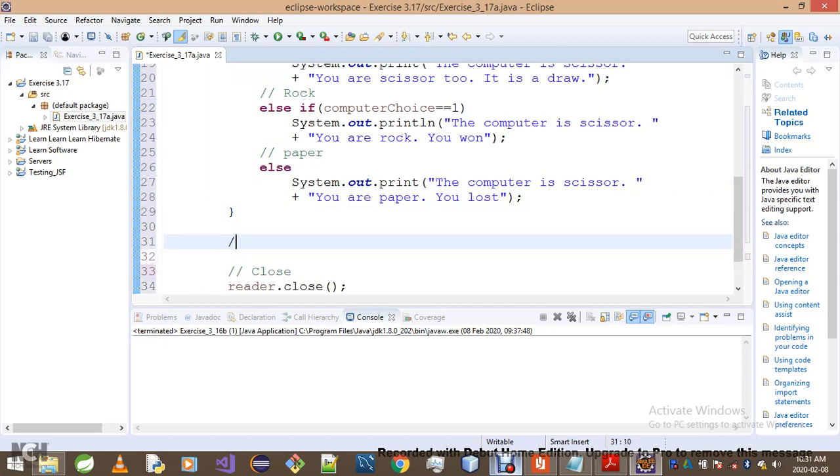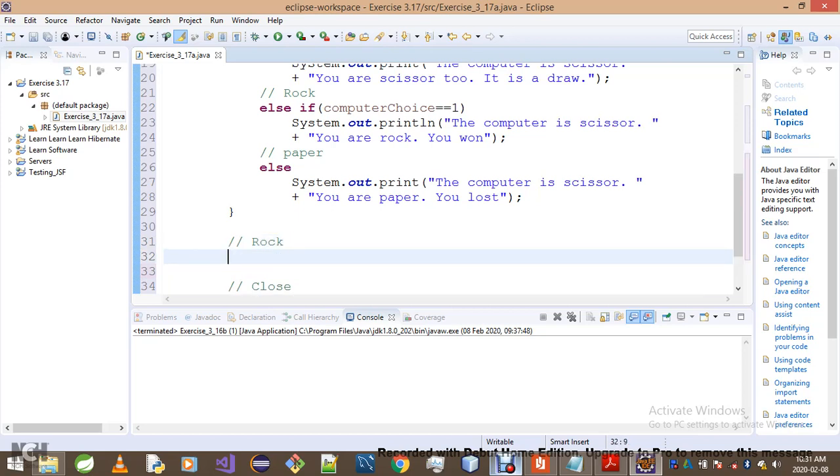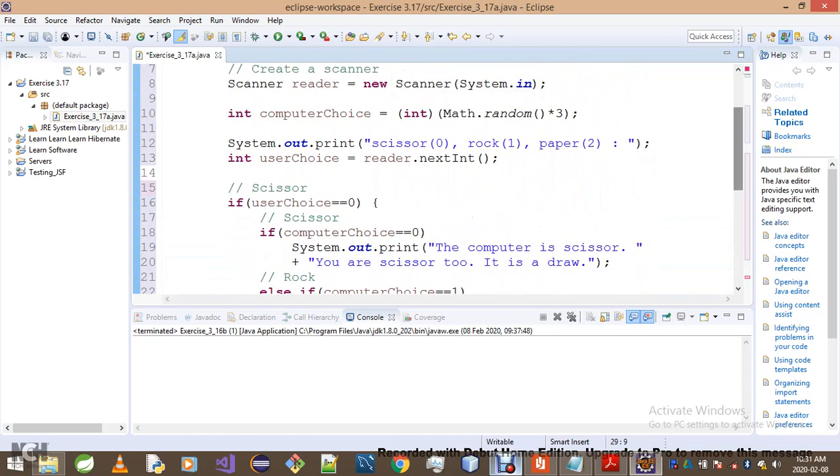Okay, else if a computer. Now we deal with the case where a computer has chosen a rock. What is it we're going to do? In fact, we don't need this. I don't know if you guys can see that. We absolutely don't need that. Okay.